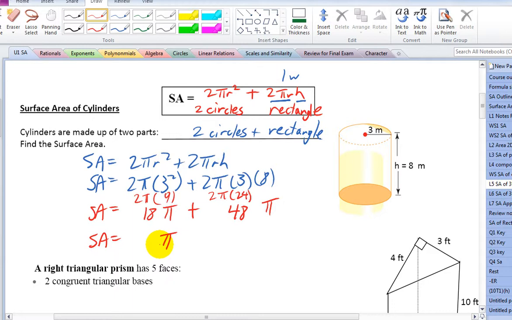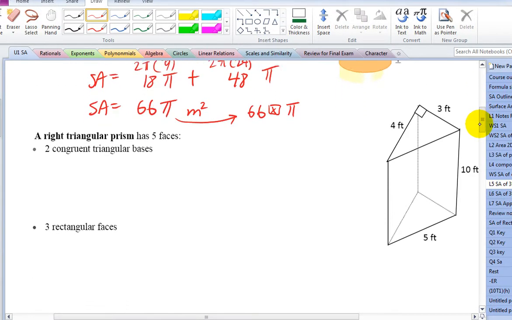Final answer, Amna. 66. Awesome, 66 pi. That would be units, meters squared. Now, if you're doing this on your calculator, remember it's 66 times pi. Okay, and you can get me your decimal approximation. Good. I'm not going to bother doing that because I trust you all can use your calculator. Okay. Make sure you use your pi button.